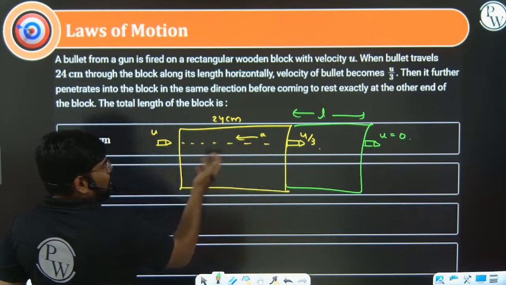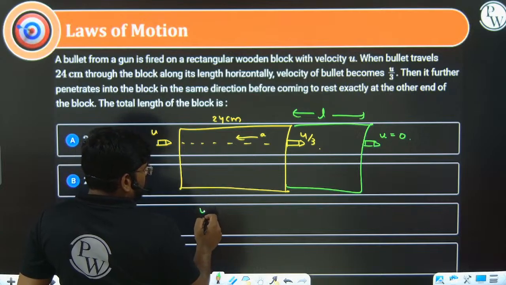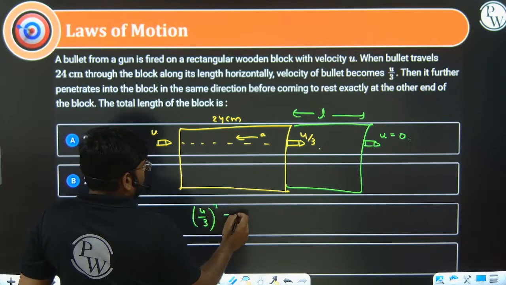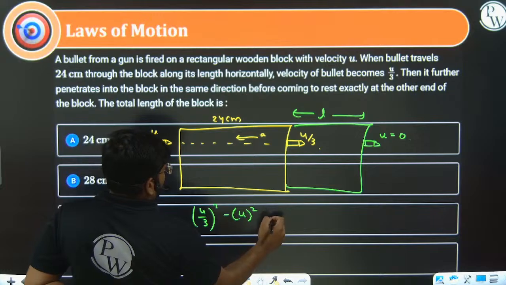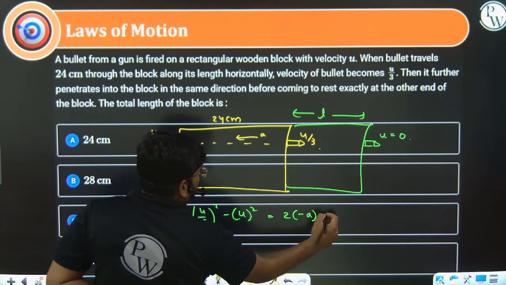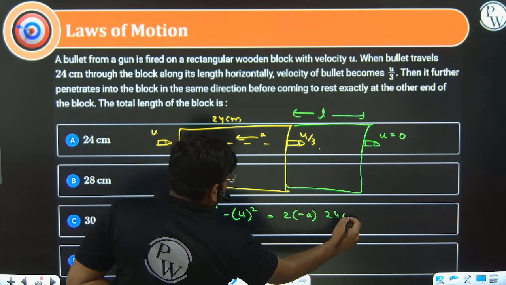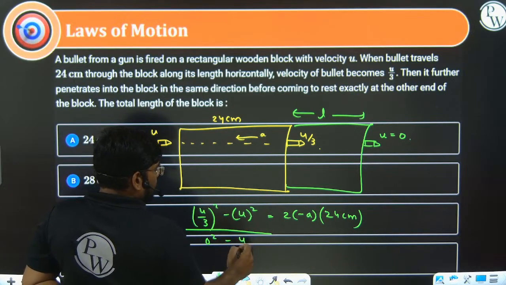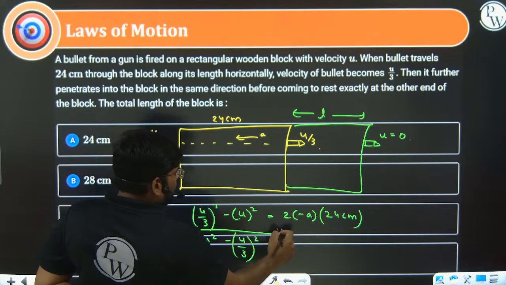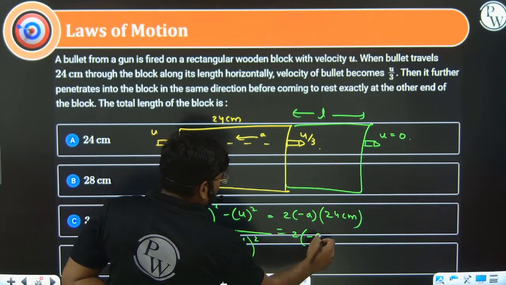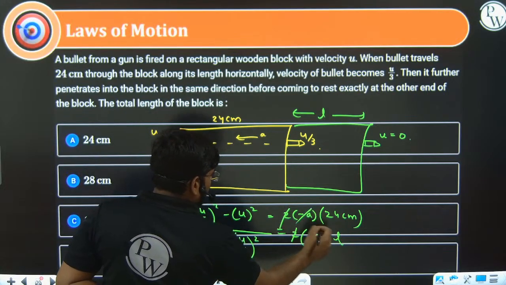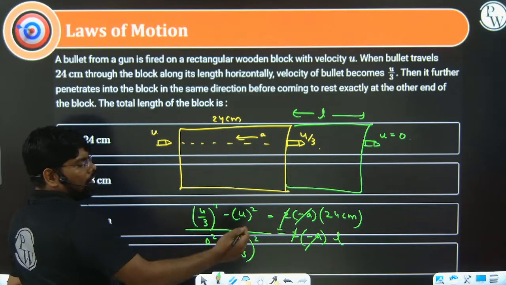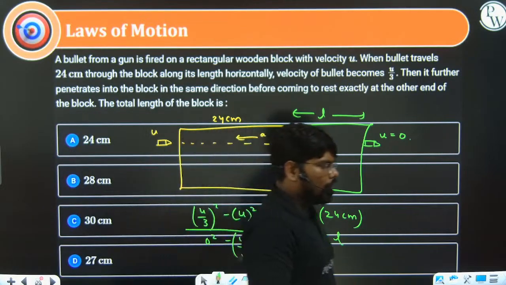For the first block we can write v square minus u square is equal to 2 minus a into s, that is 24 centimeters. And once again I'm writing, 0 square minus u square is equal to 2 minus a into length. So 2 minus a, everything gets cancelled. Now we have to find the length. Just one step and we'll be getting the answer here.